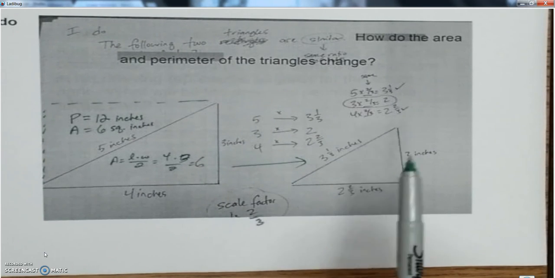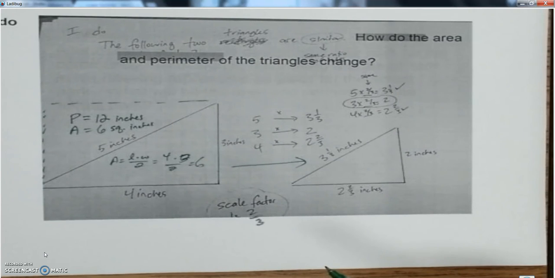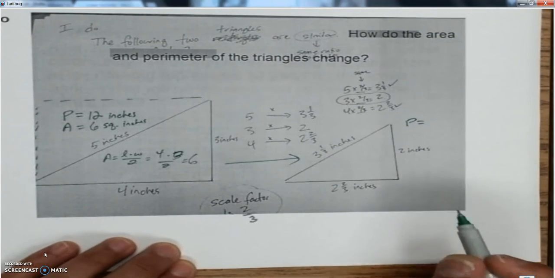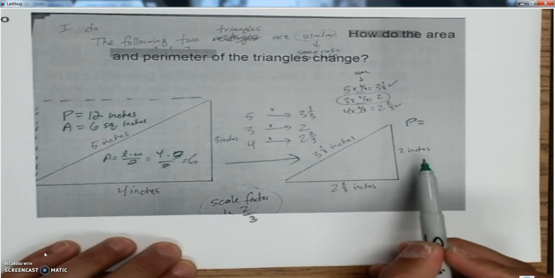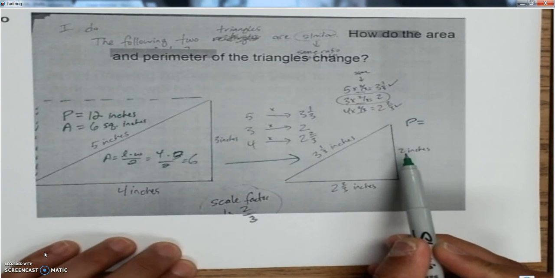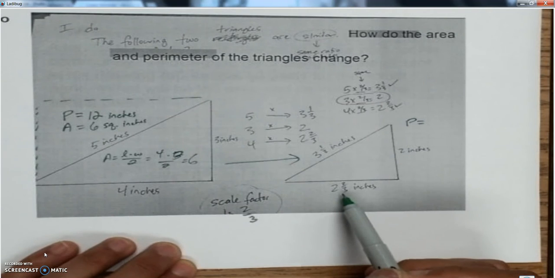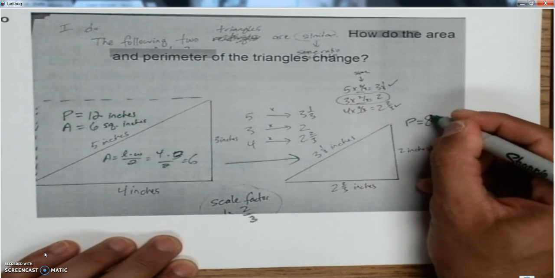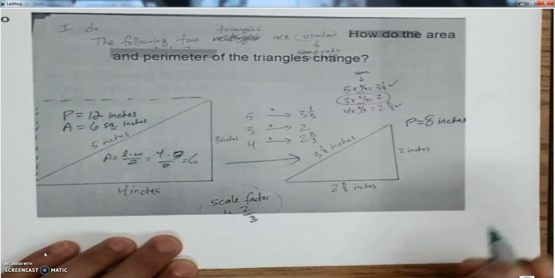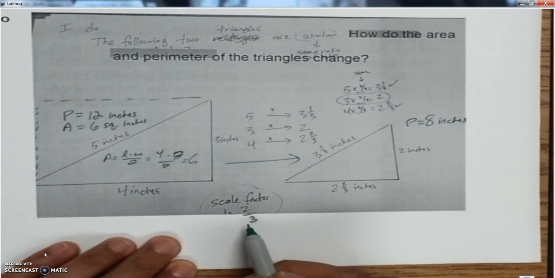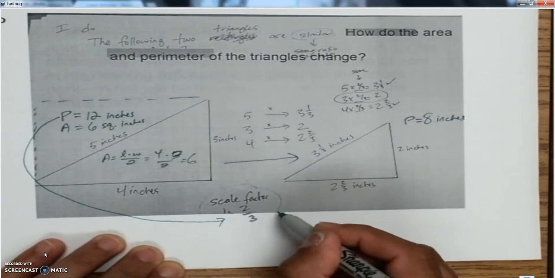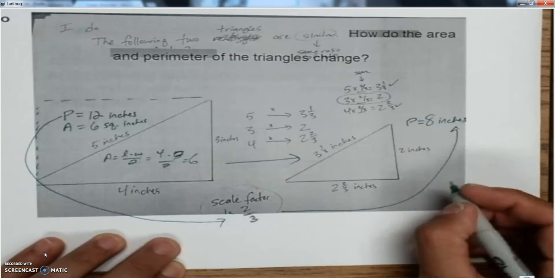So this one, already the work's been done. So I've got a scaled down by 2/3 drawing. Let's start with the perimeter over here. The perimeter is 3 1/3 plus 2 is 5 1/3, plus 2/3 is 6, plus 2, 7, 8. So the perimeter here is 8 inches. And you'll notice that follows my scale factor, right? 12 times 2/3 is in fact 8.